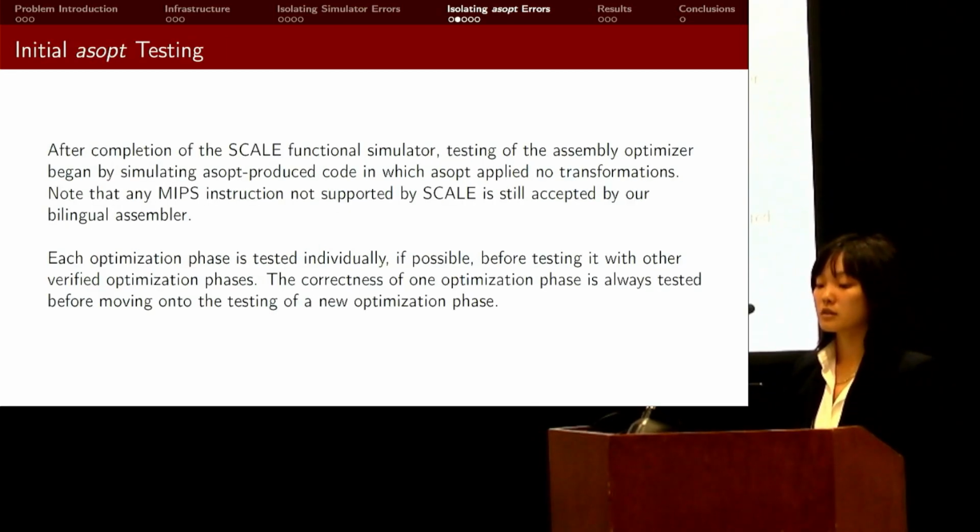After completion of the SCALE functional simulator, testing of the assembly optimizer began by simulating ASOP-produced code in which ASOP applied no transformations. Note that at this point, any MIPS instruction not supported by SCALE is still going to be accepted by our bilingual assembler that I showed in the earlier slide. Each optimization phase is tested individually, if that's possible, before testing it with other verified optimization phases. The correctness of one optimization phase is always tested before moving on to the testing of a new optimization phase.